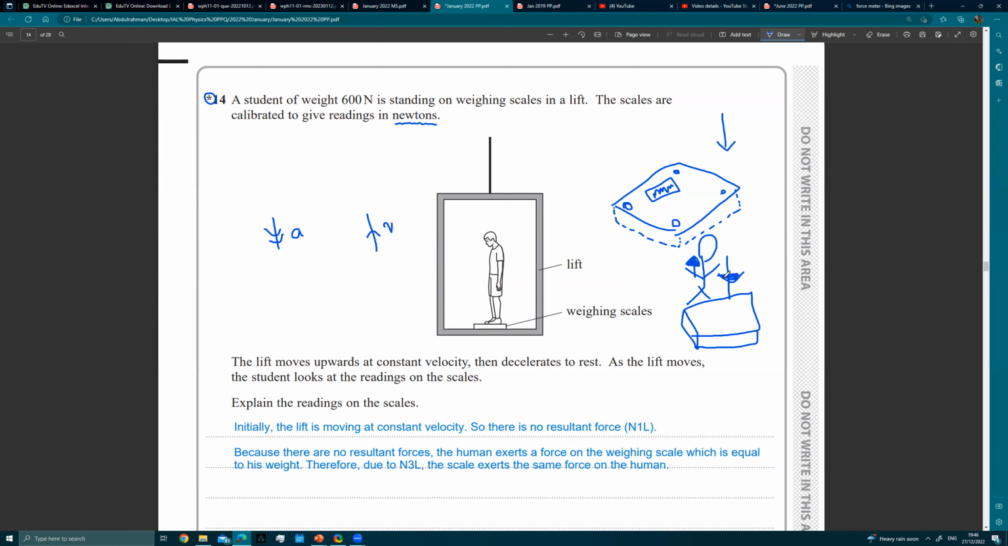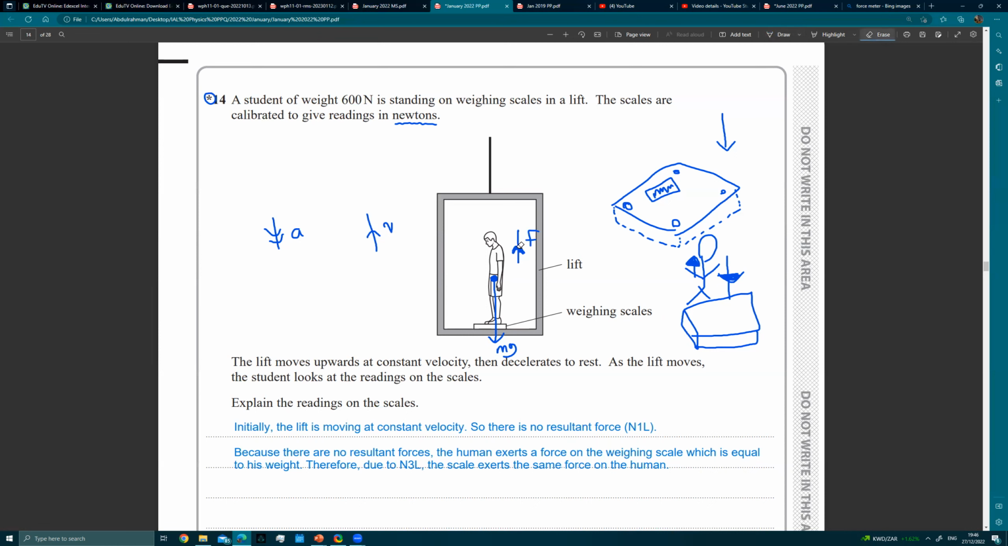When the lift's accelerating, what are the new forces acting on the human? So let's say the lift's accelerating now. Before we just had mg acting on the human, right? And obviously the reaction force from the lift. But now that the lift's accelerating, there's going to be a force upwards, correct? There's going to be a force pushing him upwards.